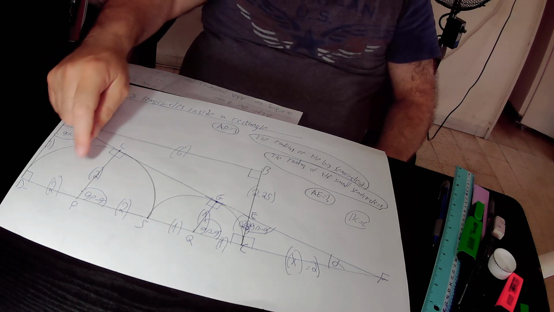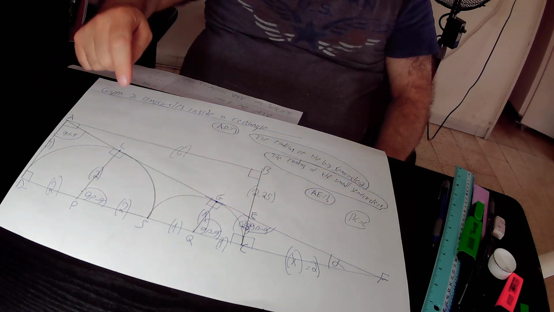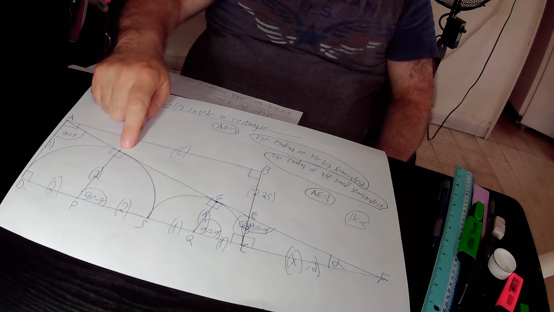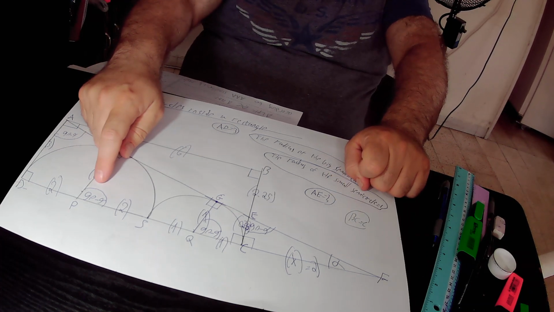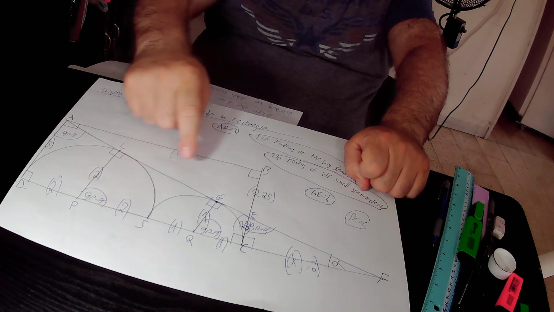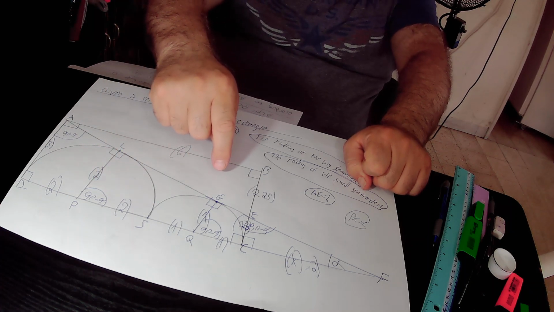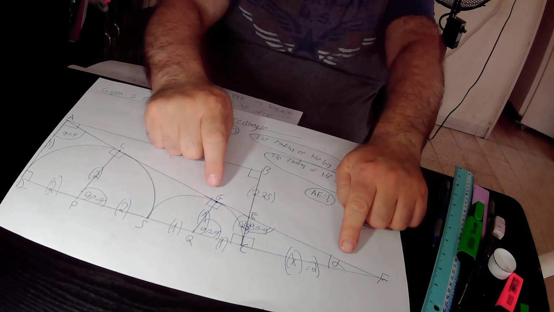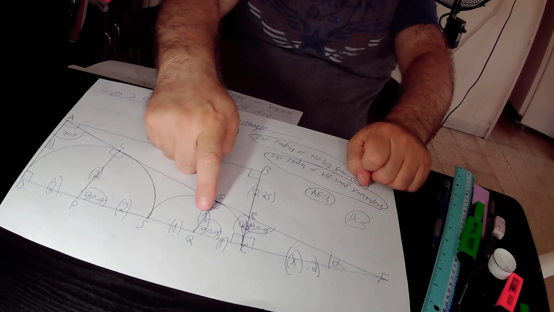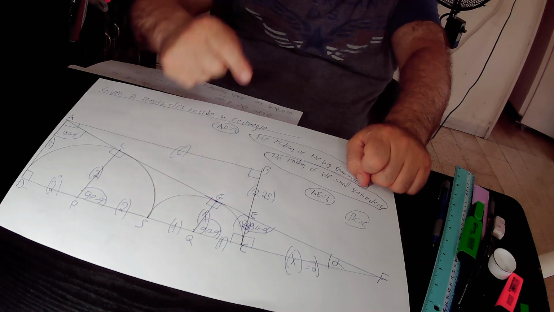So in the right triangle LPF, this angle equals 90 degrees, this angle equals alpha, therefore this further angle must be equal to 90 degrees minus alpha. Likewise, in the small right triangle GQF, this angle equals 90 degrees, this angle equals alpha, therefore this further angle must be equal to 90 degrees minus alpha.